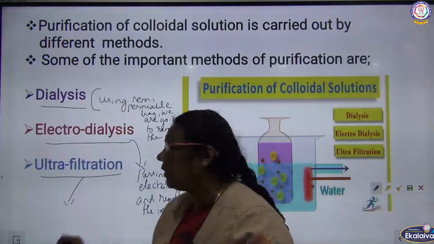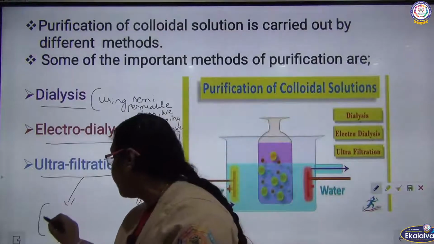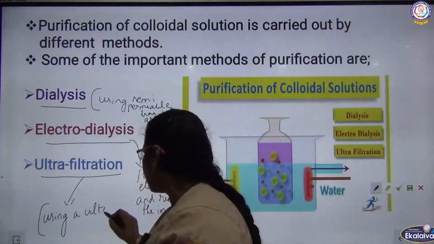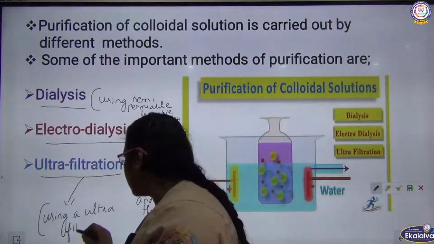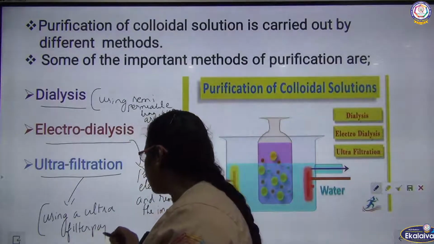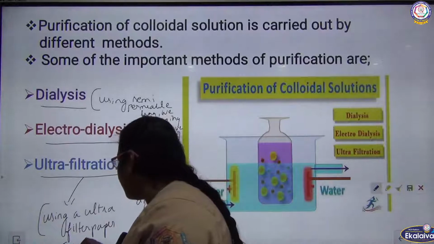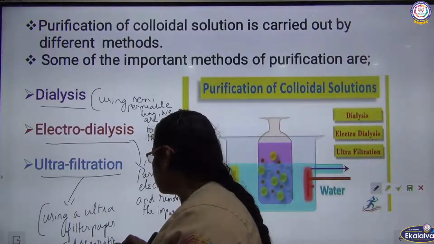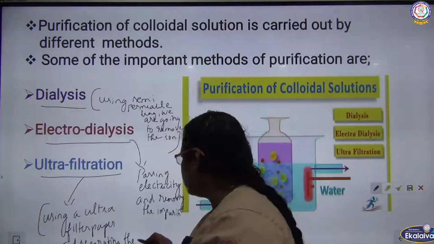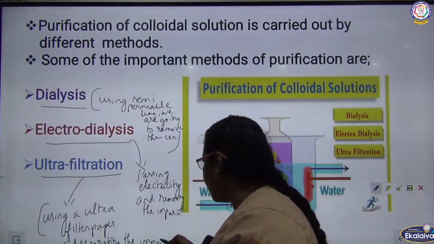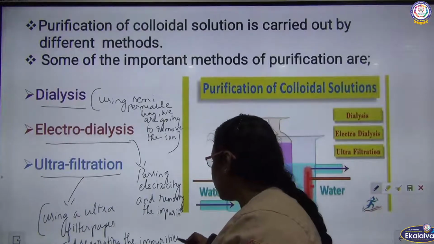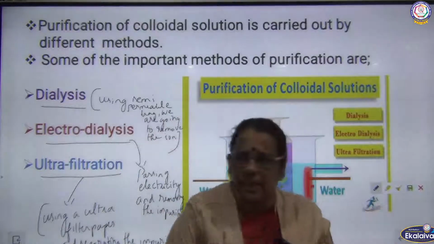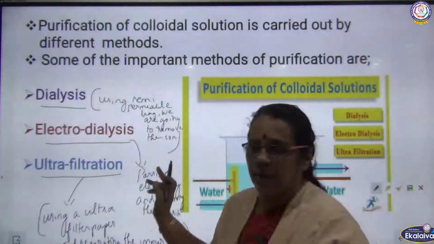The next one is ultrafiltration. Using an ultrafilter paper and separating the impurities. So this is again another method. So there are three methods involved in the purification. One is dialysis, second one is electrodialysis, the third one is ultrafiltration.